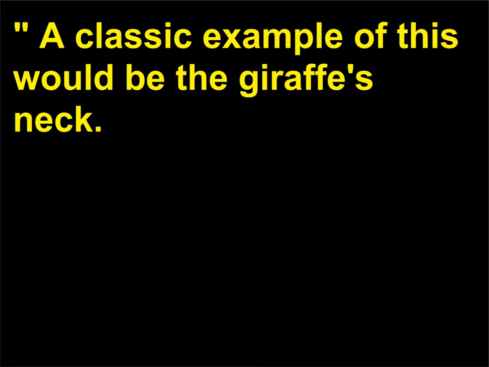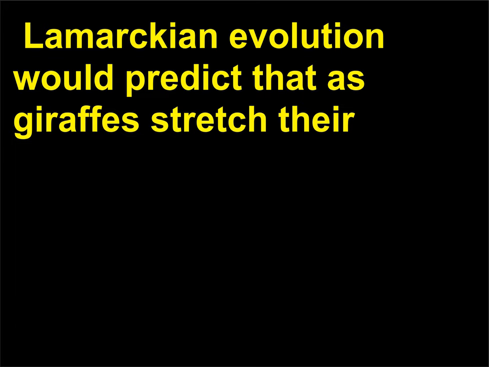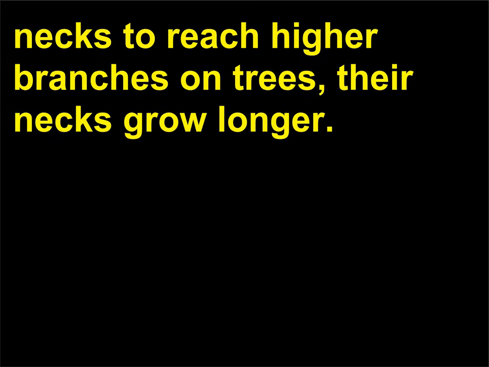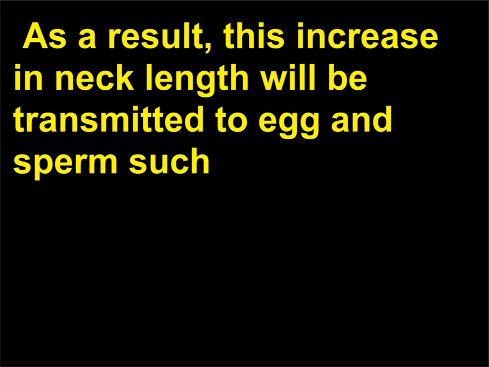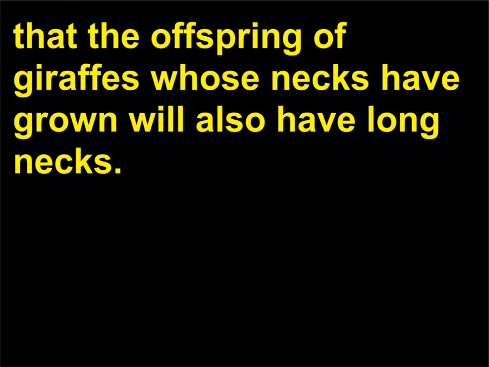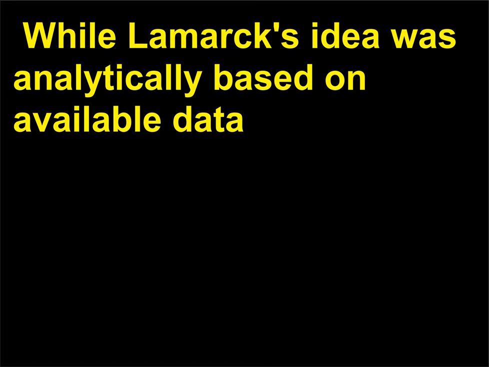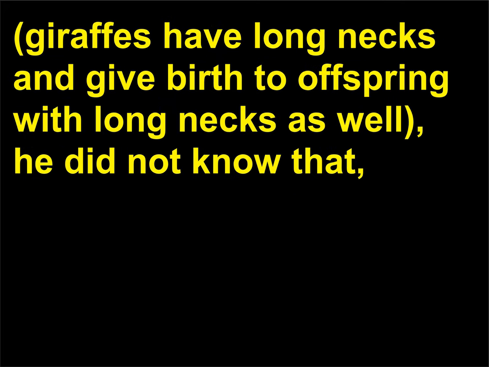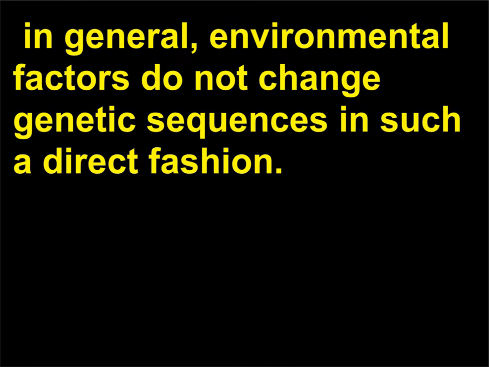A classic example of this would be the giraffe's neck. Lamarckian evolution would predict that as giraffes stretch their necks to reach higher branches on trees, their necks grow longer. As a result, this increase in neck length will be transmitted to egg and sperm such that the offspring of giraffes whose necks have grown will also have long necks. While Lamarck's idea was analytically based on available data, giraffes have long necks and give birth to offspring with long necks as well, he did not know that in general, environmental factors do not change genetic sequences in such a direct fashion.